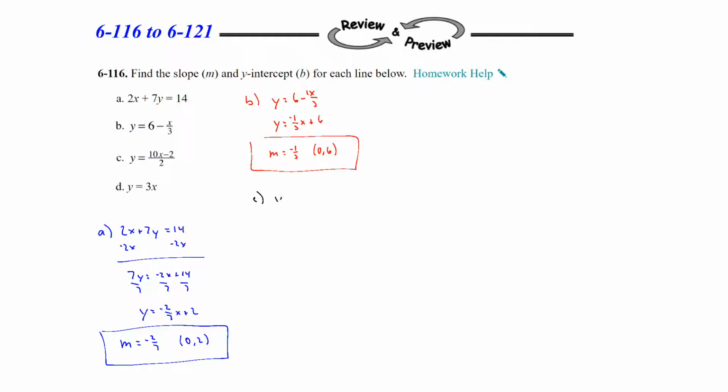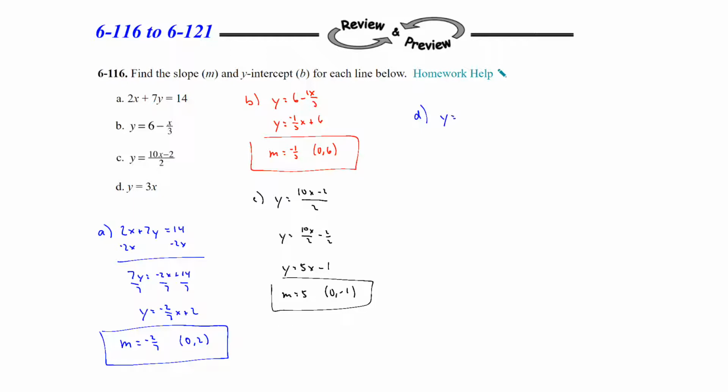C, y is equal to 10x minus 2, and all of that is divided by 2. So we could break that up into parts. We could say 10x divided by 2 and negative 2 divided by 2. So that'll help us see once again what the slope and the y-intercept is. Slope being the coefficient in front of x is 5, and the y-intercept is (0, negative 1).